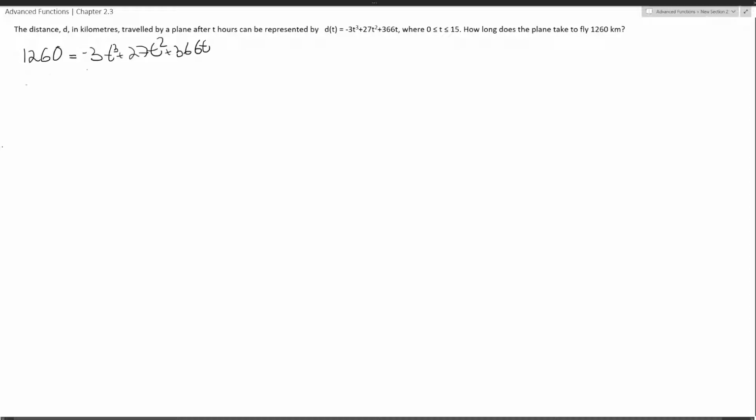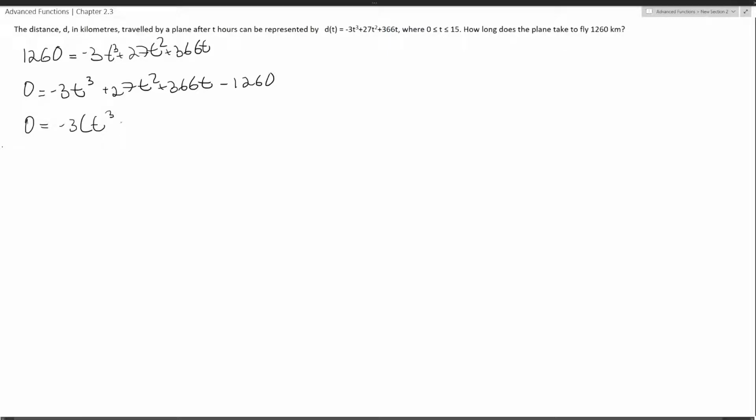Let's isolate. So we have 0 is equal to negative 3t to the power of 3 plus 27t squared plus 3600t minus 1260. Okay, so immediately we see that we could factor 3 out. The quickest way to find if something is divisible by 3 is to add all of the integers together. So 3 is definitely divisible by 3, 2 plus 7 is 9, 9 is divisible by 3, 3 plus 6 plus 6 is 15, 15 is divisible by 3, and 1 plus 2 plus 6 plus 0 is 9, 9 is divisible by 3, therefore everything could be divisible by 3. So we actually could remove a negative 3 out of it, because why not?